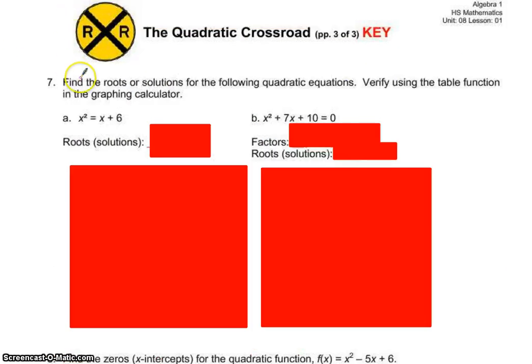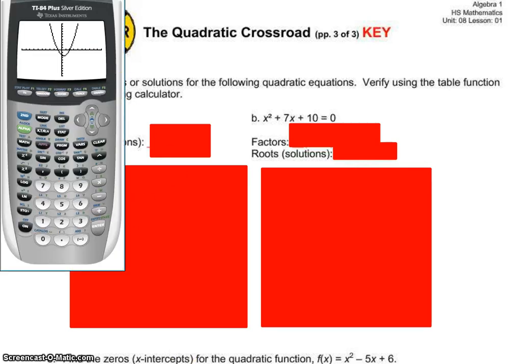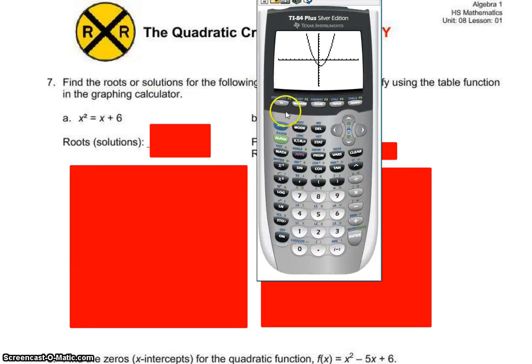At this point, you need to turn to page 3. Find the roots or solutions for the following quadratic equations. Verify using the table function in the graphing calculator. So, what would you do to find the roots for x squared is equal to x plus 6? Well, you would want to go to your calculator. You would want to go to y equal, and what would you put at y1? Anything before the equal sign, so x squared.